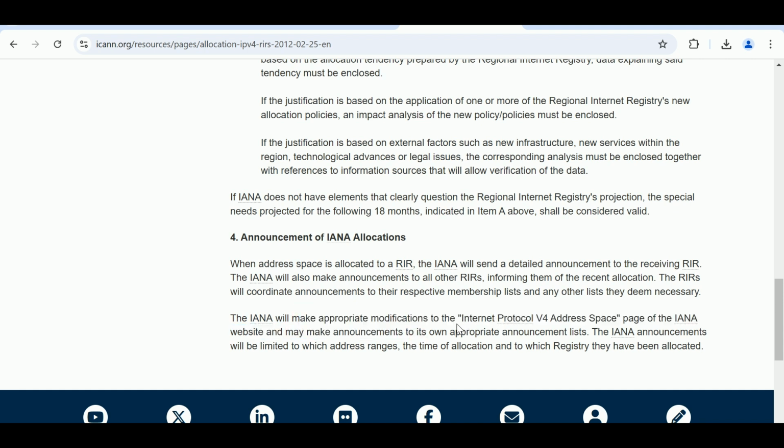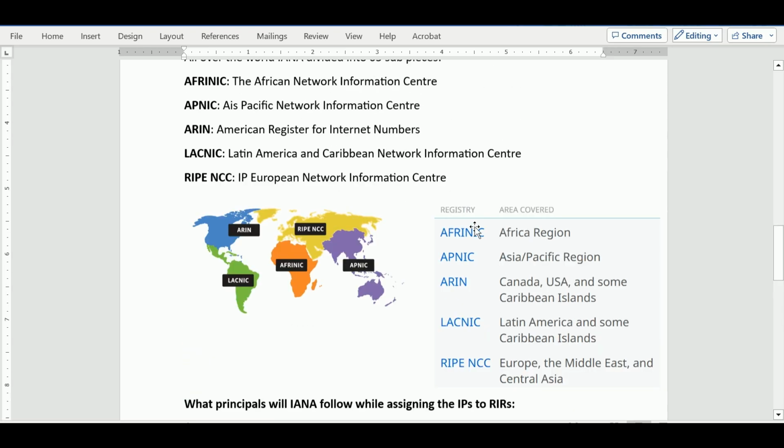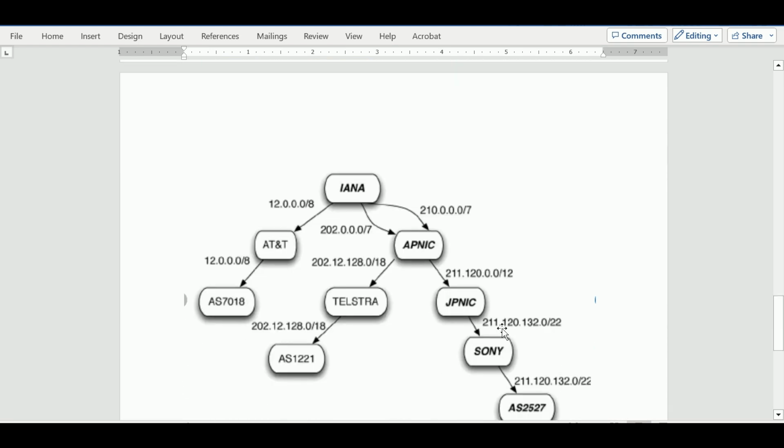So whatever the IPv4 address ranges, whatever the subnet ranges they are providing to the RIRs, they will ensure that it is added at the time of allocation, to which registry it has been allocated, and that is under the control of INA only. So I hope this is clear, who is INA, who is RIR, and how the IP addressing schema is being rolled out.